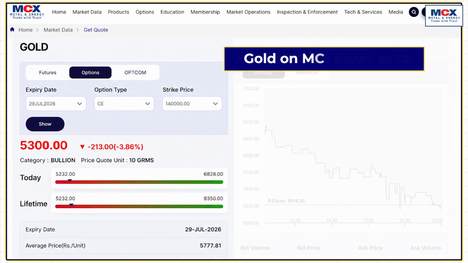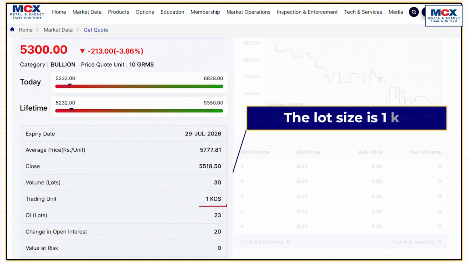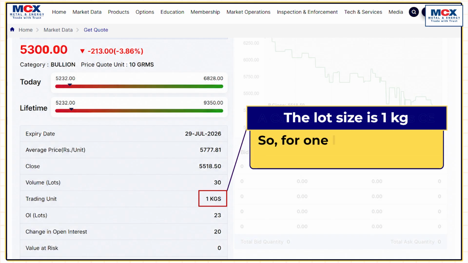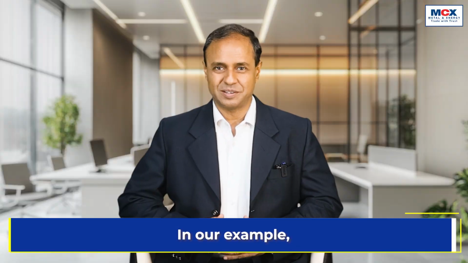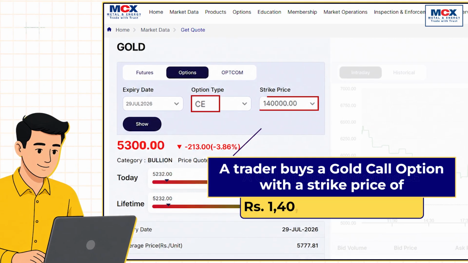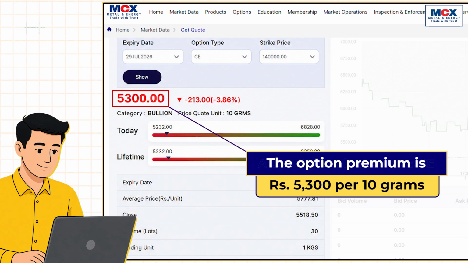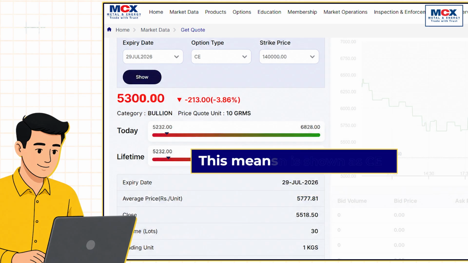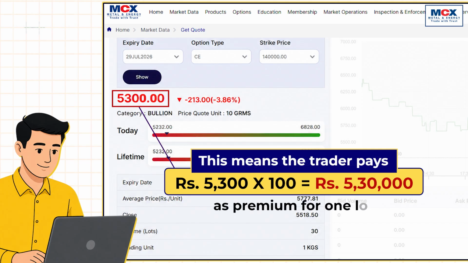Remember that gold on MCX is quoted per 10 grams, but the lot size is 1 kg. So for one lot, we multiply the option payoff by 100. In our example, a trader buys a gold call option with a strike price of Rs 1,40,000 per 10 grams. The option premium is Rs 5,300 per 10 grams. This means the trader pays Rs 5,300 into 100, equal to Rs 5,30,000, as premium for one lot.